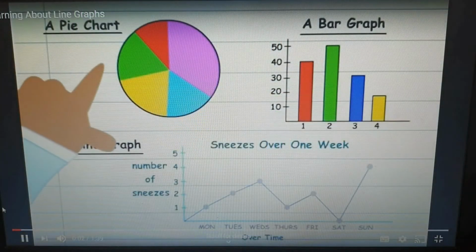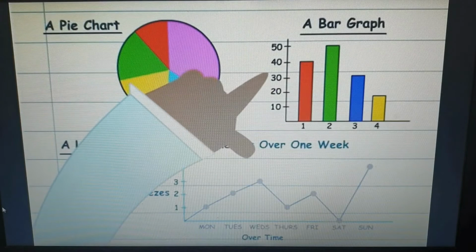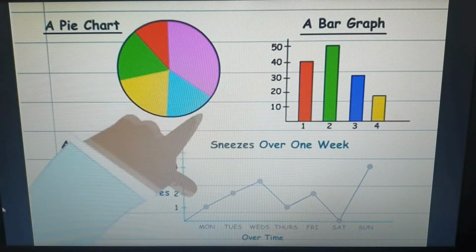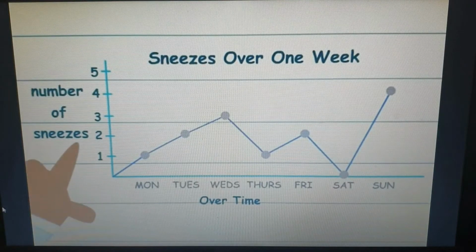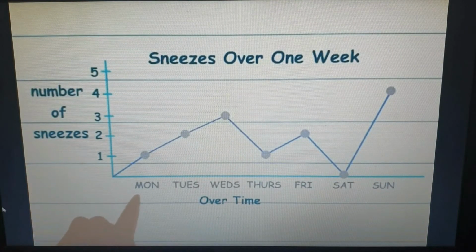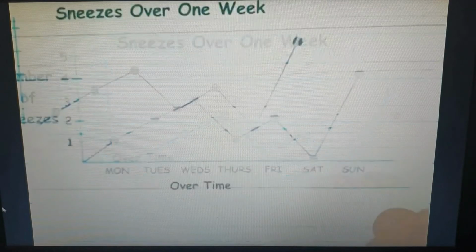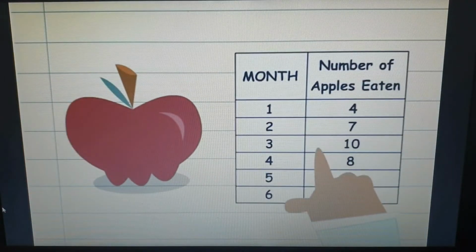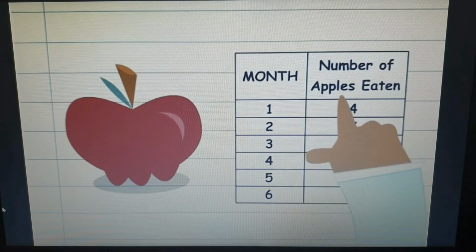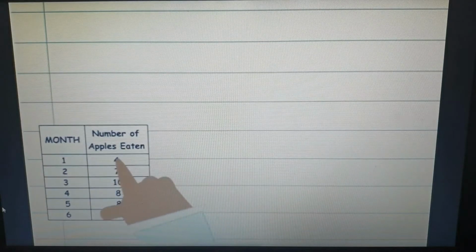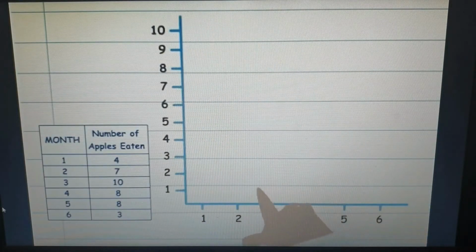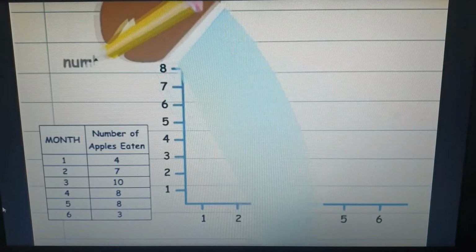There are many different types of graphs. All of them are used for different reasons, but all of them make information easier to read. A line graph is used to show how the quantity or amount of something changes over time. For example, I recorded how many apples I ate each month for 6 months. Here's my data in a tally chart. Remember, data is the information you collect in an investigation. At the end of 6 months, I can add my data to a line graph to show how the number of apples I ate changed over time.